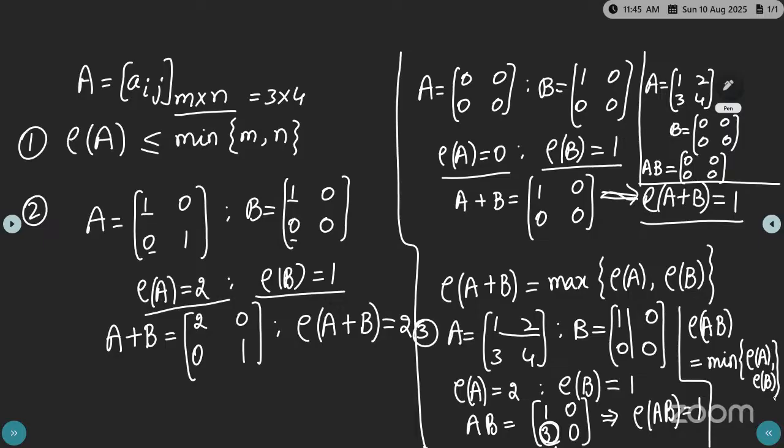Have you written it or not? Write the next property. Rank of A equals rank of A transpose.